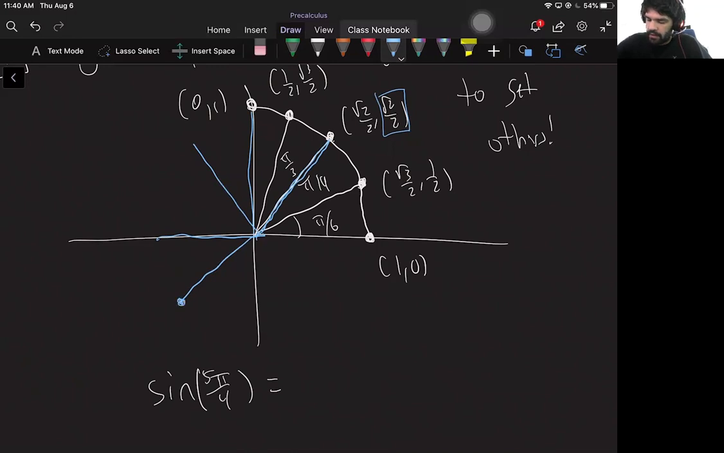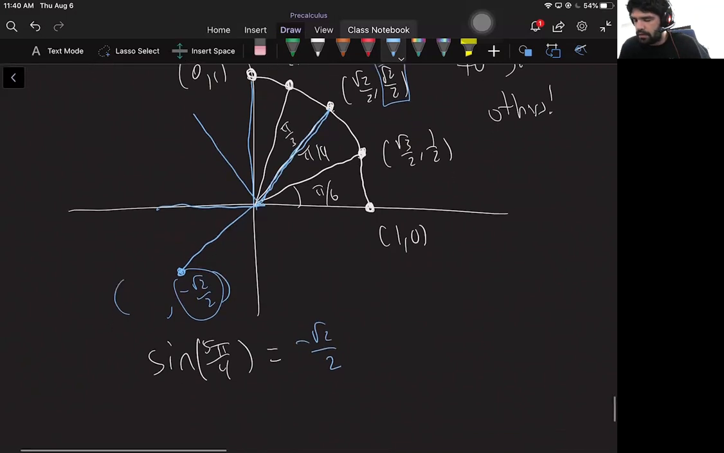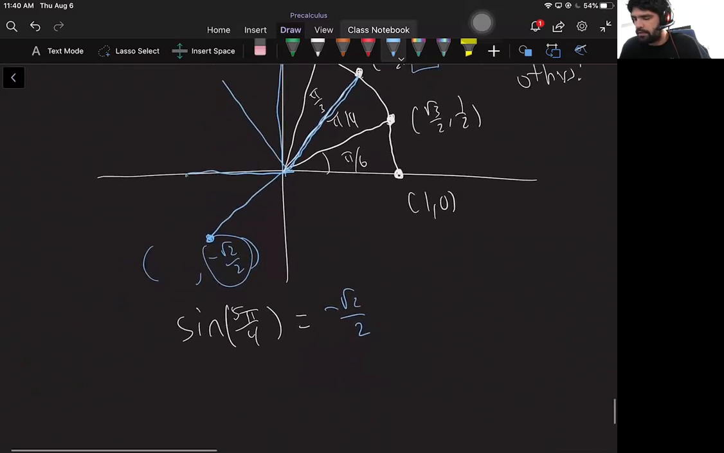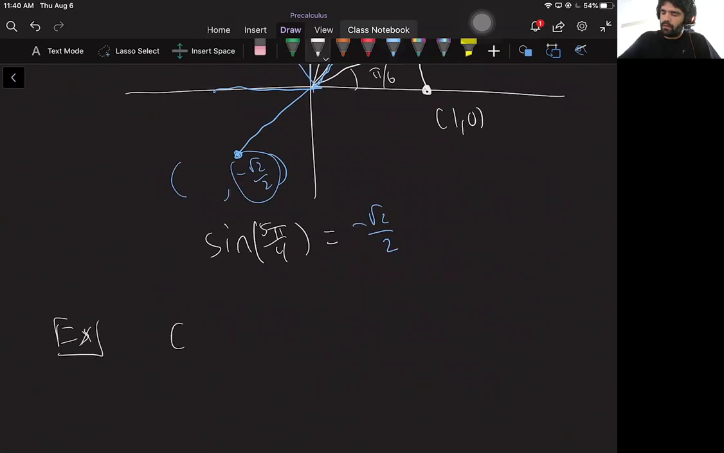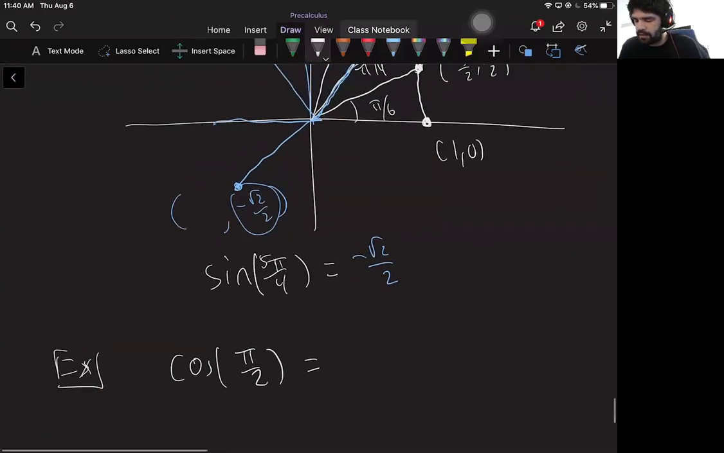So then you're just looking at the same point. But now, since it's going down, it's negative. So that's how you do any pi over 4, pi over 3, pi over 6. But don't forget the simpler ones. So like what would be cosine of pi over 2? That one's actually one of the ones we have done. I just haven't explicitly done it yet.